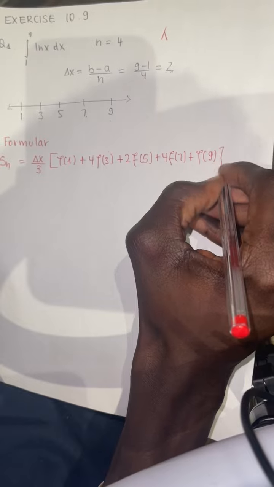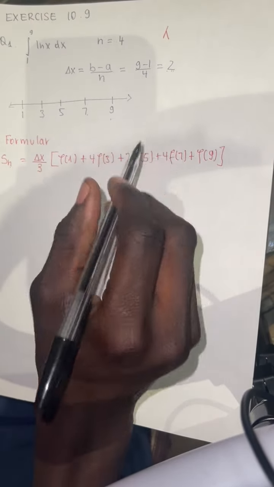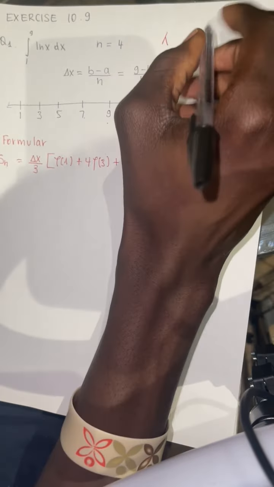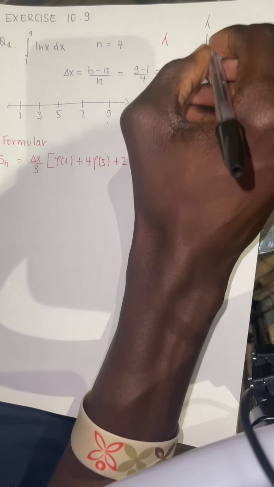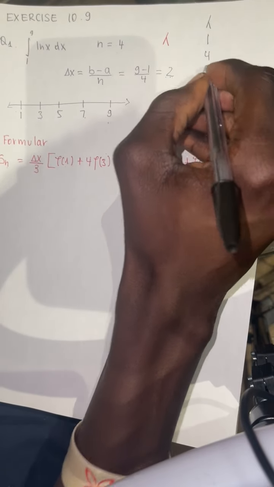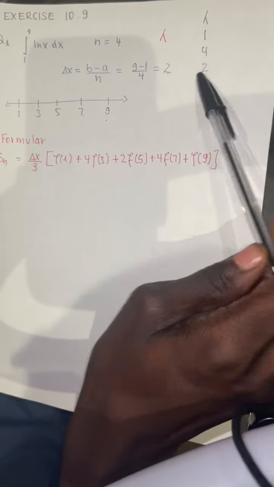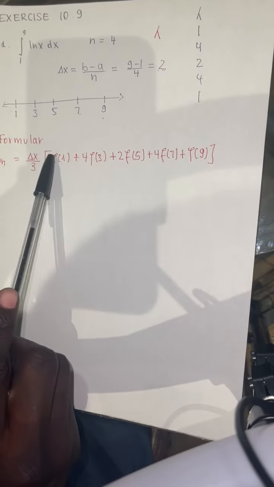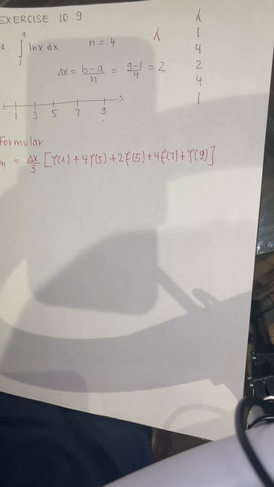That's why in your textbook you see this value. They will say the value of lambda is 1, 4, 2, 4, and 1. So guys, you have to memorize these values: 1 from here, then 4, 2, 4. Those come from the formula of Simpson's rule. So you have to make sure you understand them. They didn't put this stuff from nowhere.